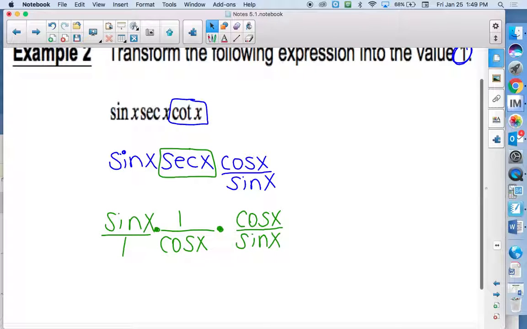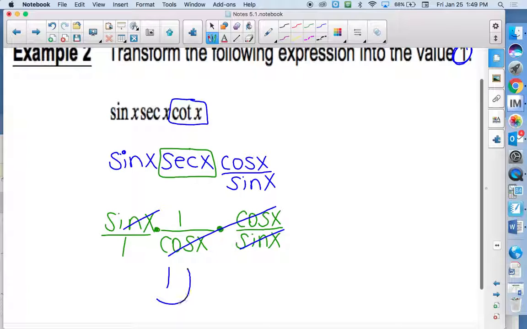And then Kate, what happens with all this stuff? The cosines cancel and the sines cancel. Yeah. So the cosines cancel. The sines cancel, even though they're not next to each other, everything's still being multiplied. And as long as one term is on the top, identical to a term somewhere on the bottom, they all cancel. And now we have the number 1.